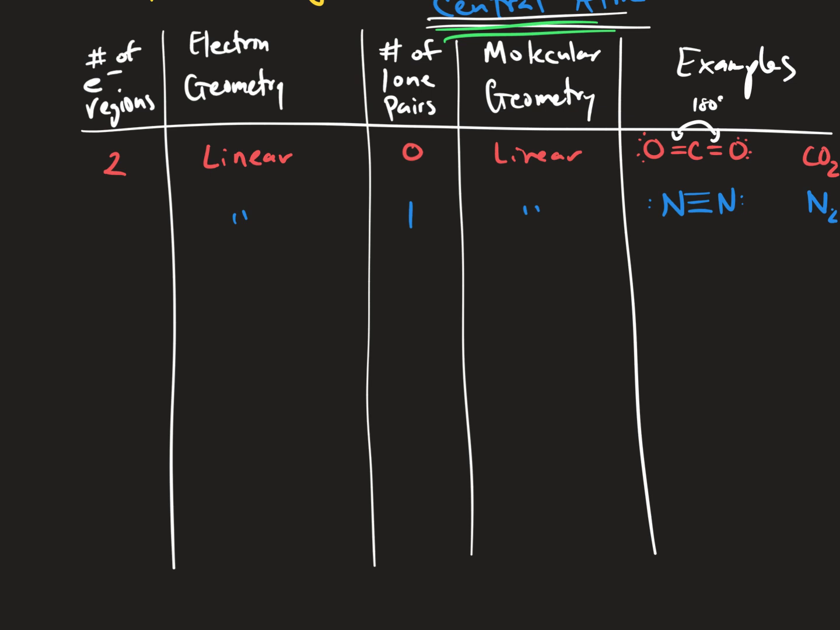So we have 2 regions of electrons, and one of them is a lone pair. But it's still a line. You with me? So no matter what it looks like, if there's 2 regions, it's going to be a line, no matter how many lone pairs we have. So if it's 1 or 2 regions, it's linear. That's nice, right? Pretty simple. Okay.